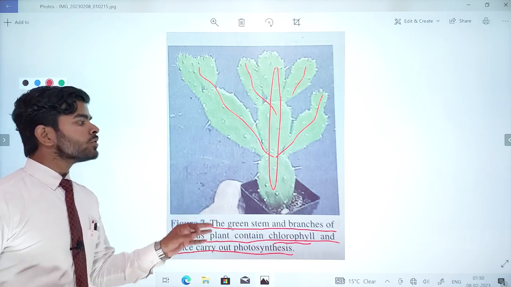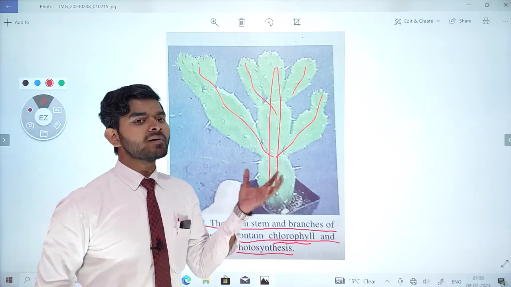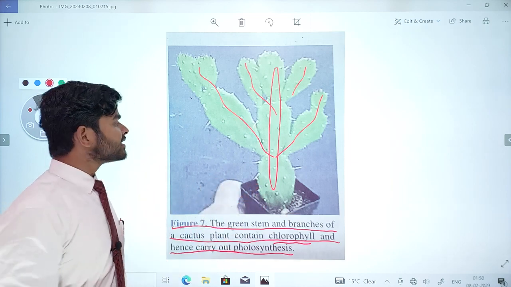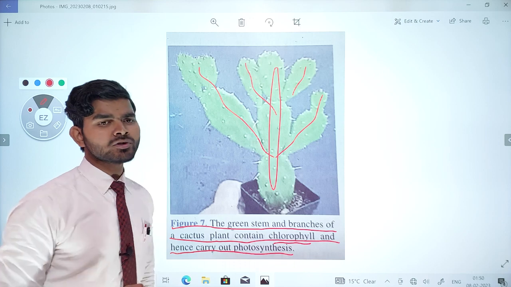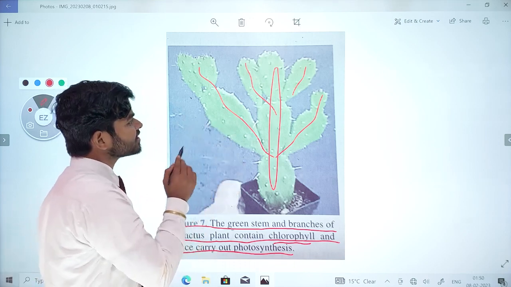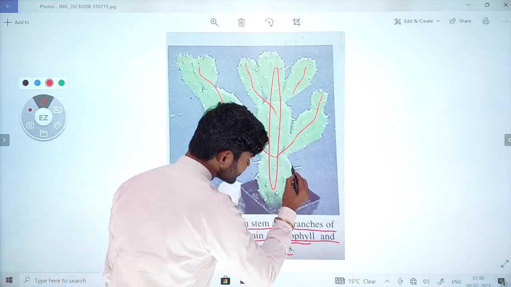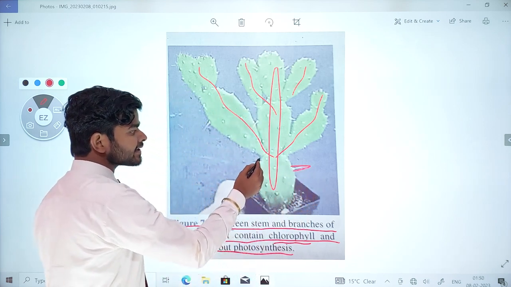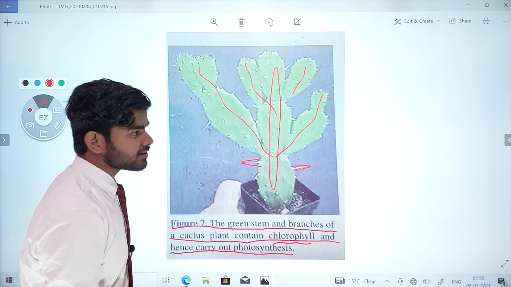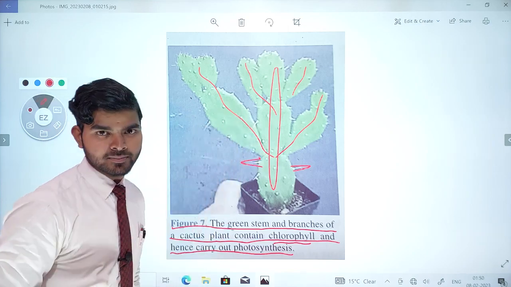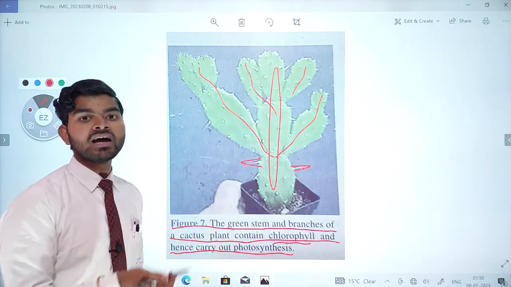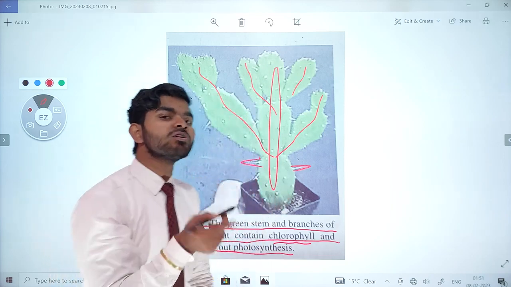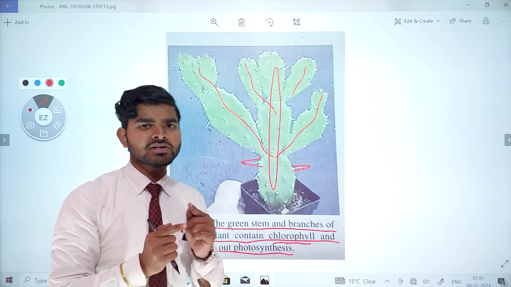Basically, this type of plant is found in the desert. You may be thinking, sir, this plant doesn't have leaves. These plants also have leaves. You can look here, this is a spine-like structure which is available in this particular cactus plant. The leaf of this cactus gets modified into a spine-like structure.